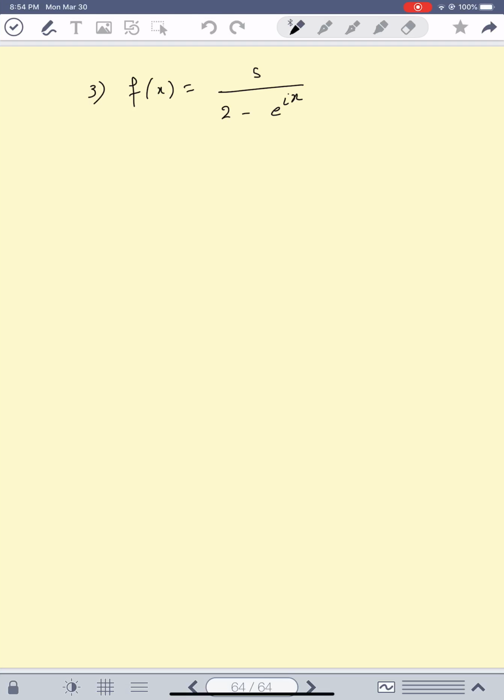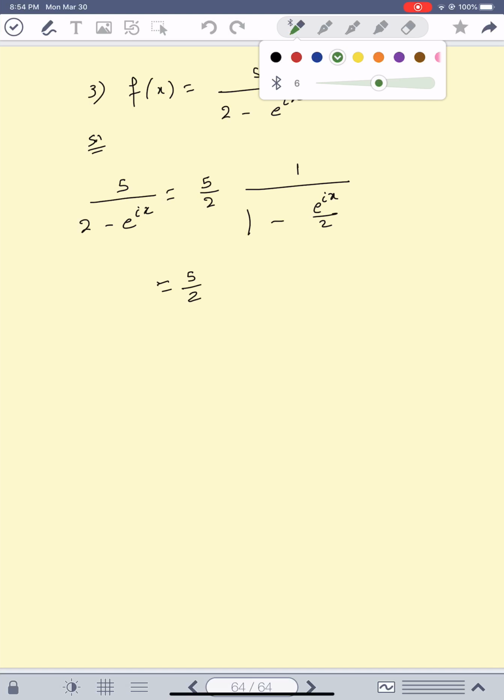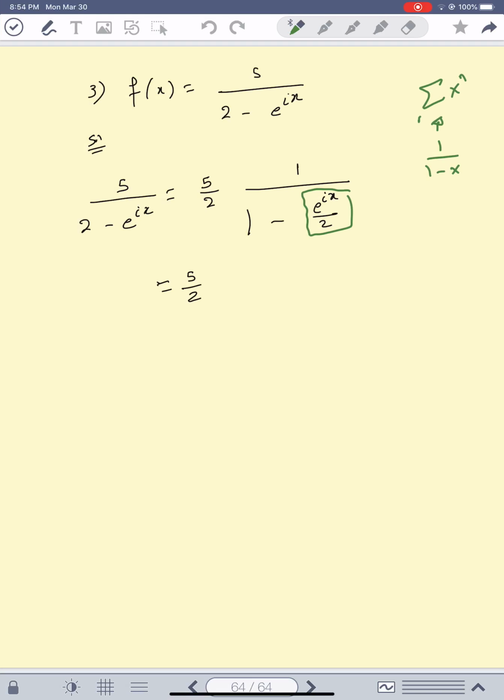So the idea in this example is a little different. If you look at this, this is 5 over 2, 1 minus e to the ix over 2, right? This quantity reminds me of something. This is 1 over 1 minus something, right? And if you remember 1 over 1 minus x, this is the sum of the geometric series, the sum of x to the n from 0 to infinity, of course, provided that the absolute value of x is less than 1, okay?